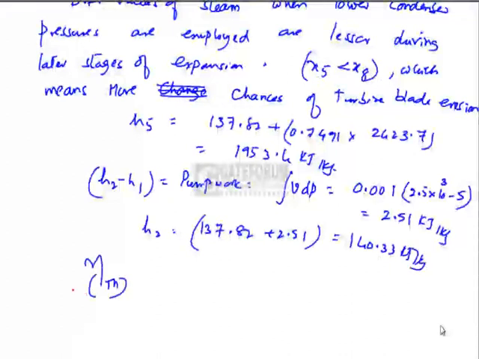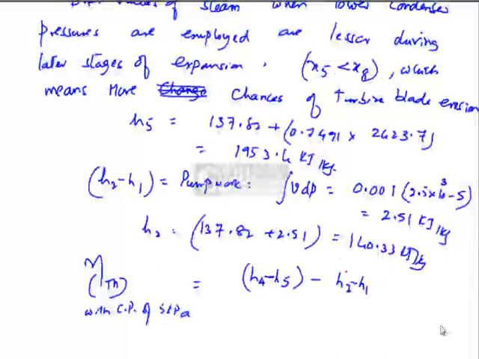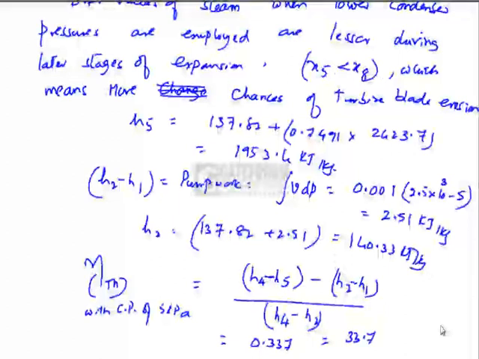Therefore thermal efficiency of the cycle with the condenser pressure of 5 kilopascal is equal to, looking at the cycle, H4 minus H5 turbine work minus pump work, that is H2 minus H1, divided by heat supplied in the boiler. Substituting the values, we get thermal efficiency as 0.337, that is 33.7%, whereas with the 10 kilopascal condenser pressure we got 31.6%.